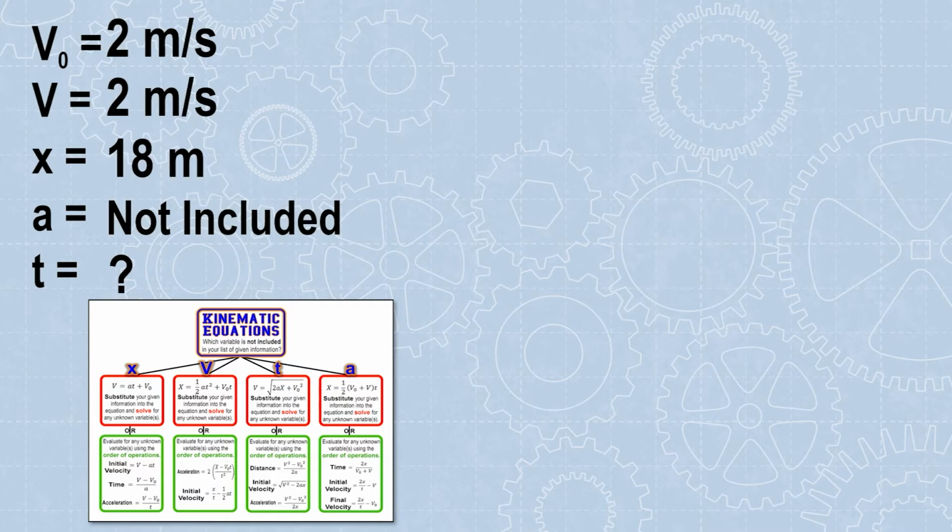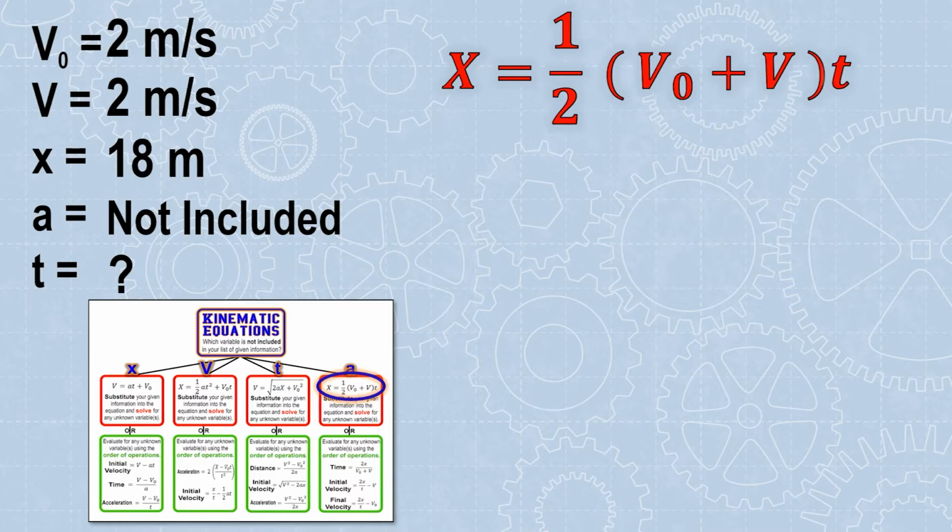The variable that's not included is the key to finding your kinematic equation. In this case, acceleration is not included. So I have two options. First, I could substitute into my original kinematic equation and then solve for my unknown variable, time. To find the answer, I need to use the same problem-solving process we always use. I've already listed out my given information. Here's my equation. My general equation is my recipe. My ingredients are my given information.